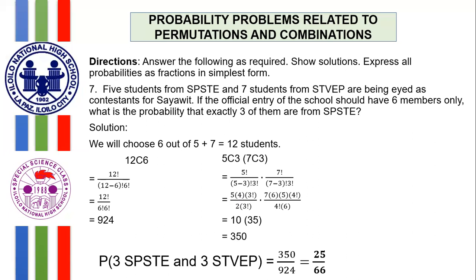But remember, there are 350 ways that are favorable for this condition out of the 924. So that's 350 over 924, or 25 over 66. That is the probability of selecting 3 SPSTE and 3 STBEP learners.